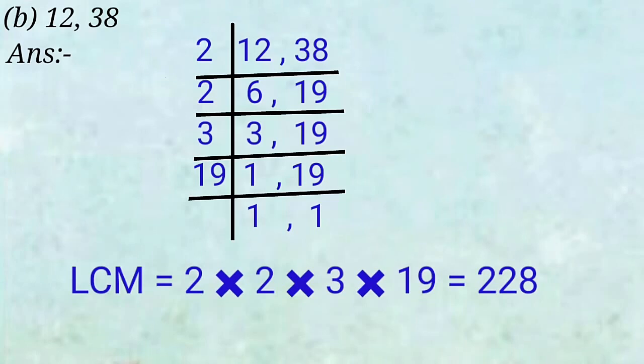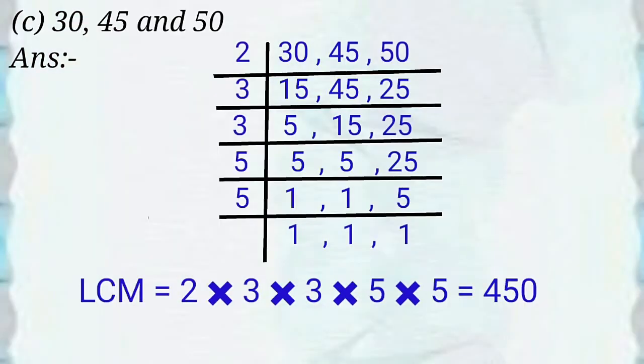B part is 12 and 38. Here 12 and 38 divided by 2 gives us 6 and 19. 6 divided by 2 gives us 3. 3 divided by 3 gives us 1, and here 19 divided by 19 gives us 1 and 1 at the bottom. So LCM is equal to 2 multiply 2 multiply 3 multiply 19 is equal to 228 answer.